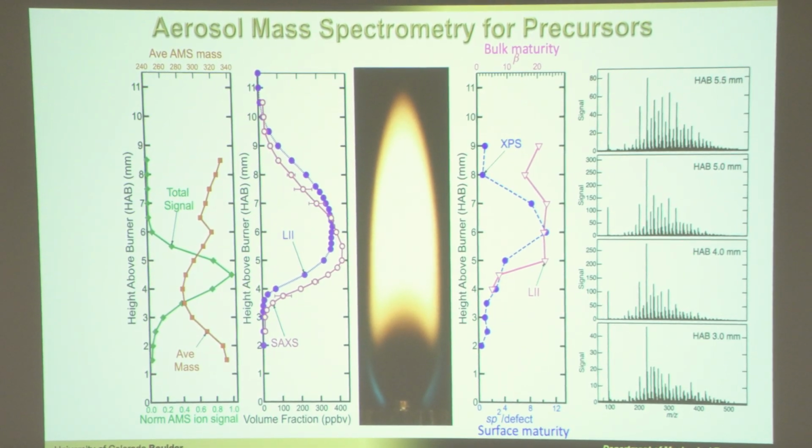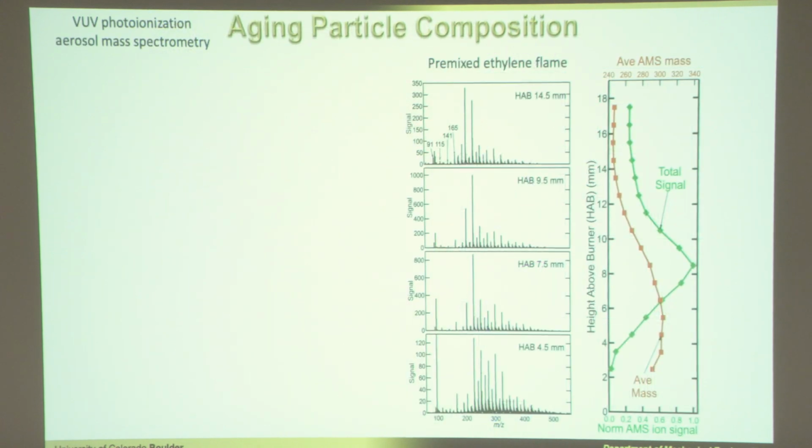So let me just show you what other people see, because this is kind of a fascinating area. Okay, so what we see is the total ion signal increases and then decreases. Is this the same burner, right? Oh no, this is a premix burner. The last one was the Hencken burner. This is a premix burner, very similar to some of the other results I'll be showing you. And then the average mass goes down instead of going up.